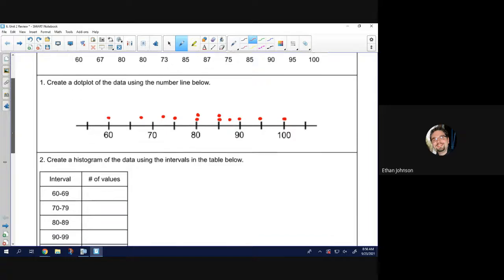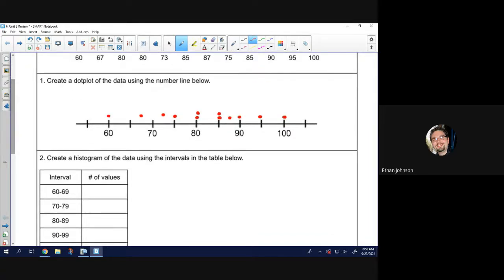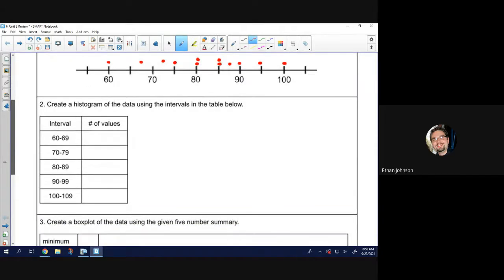The second one wants us to make a histogram. Now the issue is we just have what they're calling intervals. The intervals are what we called in class our class limits. The number of values is our frequency. So we are missing the class boundary, which we'll deal with in a moment.